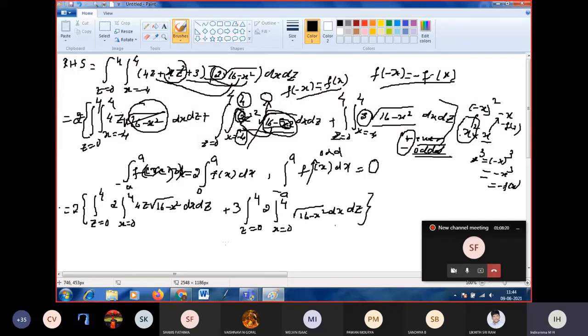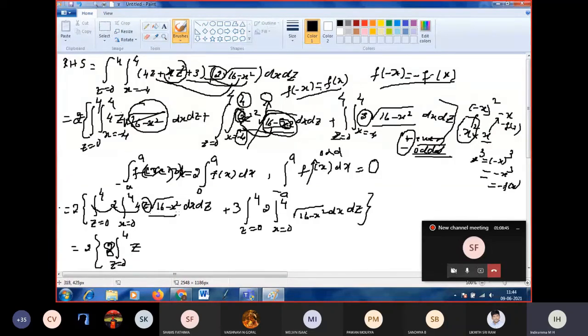Now we have to do the integration, which is equal to 2 into 2 times, I will keep this 2 outside this integral, 2 times z from 0 to 4. So z is constant, 4 is also constant, you can keep it out. 4 twos are 8, it becomes 8. So z I will keep it here.